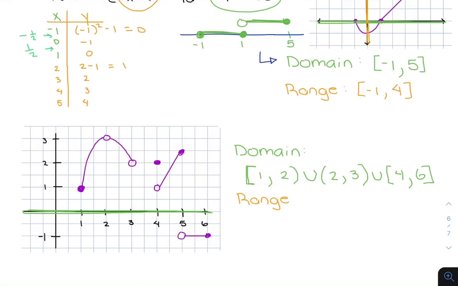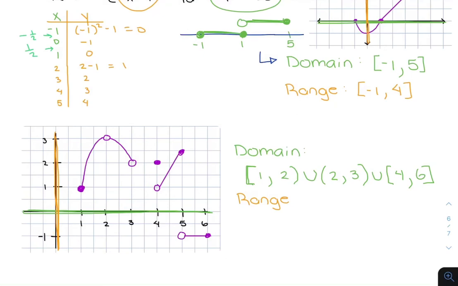Now let's look at the range. The range is something similar, but this time we're going to be looking at the y-axis. So when we look at the y-axis, let's see what values we get for our y. So we're going to work our way from the bottom to the top, and at the bottom we can see that our function is starting off at -1.